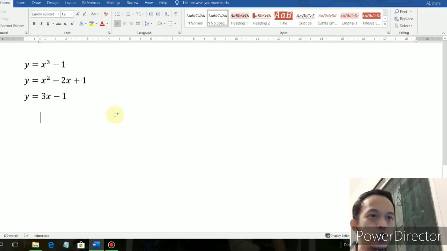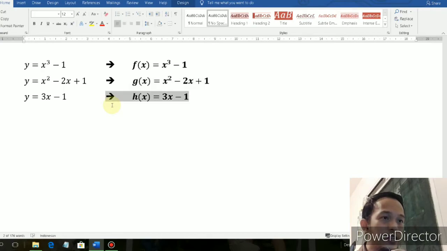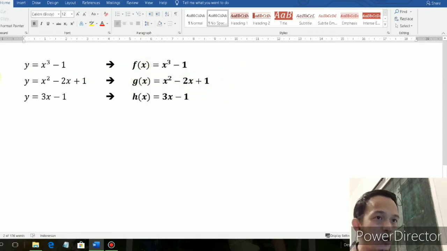Okay, y equals x cubed minus 1, y equals x squared minus 2x plus 1, and y equals 3x minus 1. Since we are involving three functions, again, to avoid ambiguity or dilemma, let's translate each y into f of x, and the second function will be g of x, and the third function will be h of x. So let's replace the y with these new symbols, f of x, g of x, and h of x.